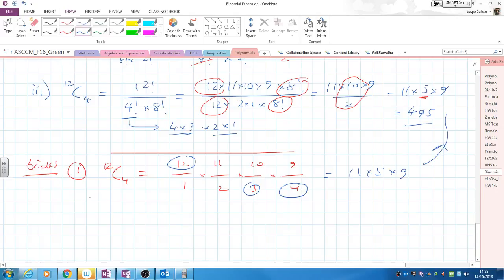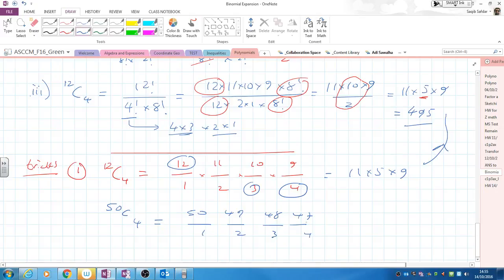Okay, so if I was to do 50C4, how can I write that out in fractions? At the top, what goes at the top? 50, yeah, 47. What goes at the bottom?